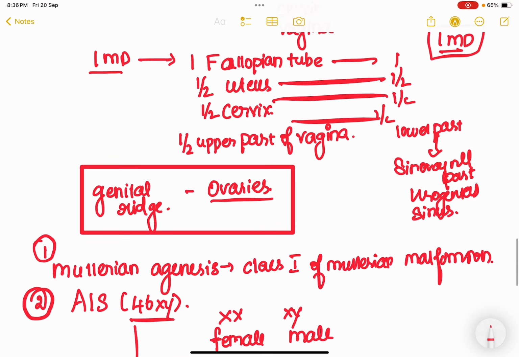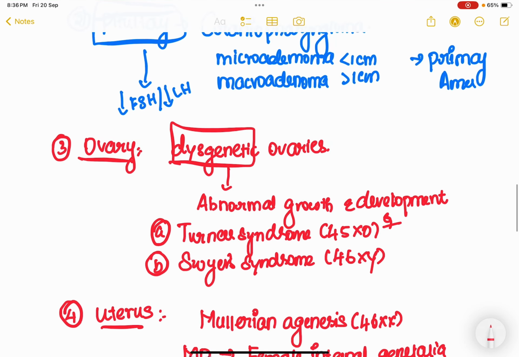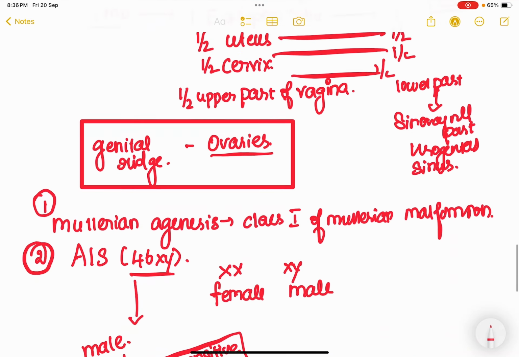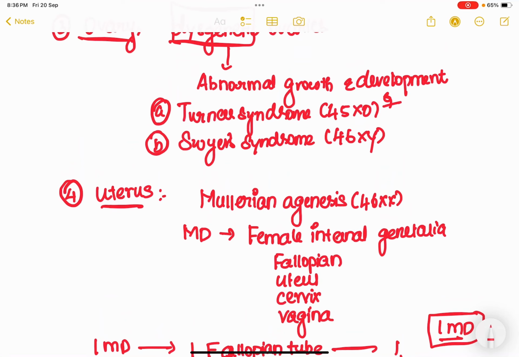So we have broadly discussed the causes of primary amenorrhea. The causes are: hypothalamus, Kallmann syndrome; pituitary, space-occupying lesion such as craniopharyngioma; ovaries, dysgenetic ovaries, Turner syndrome, Swyer syndrome; uterus, Mullerian agenesis, and then androgen insensitivity syndrome. What is the karyotype? For Turner syndrome, 45XO. For Swyer syndrome, 46XY.